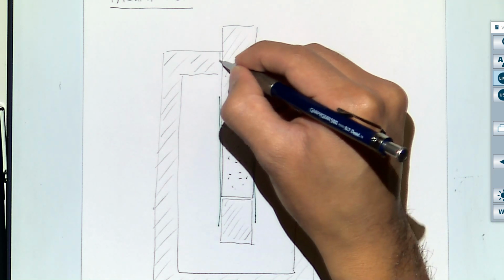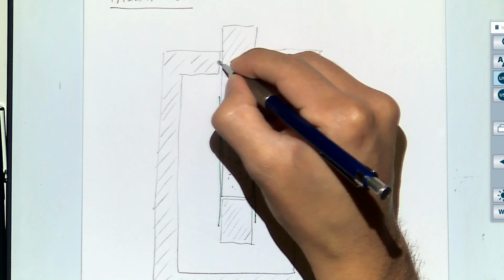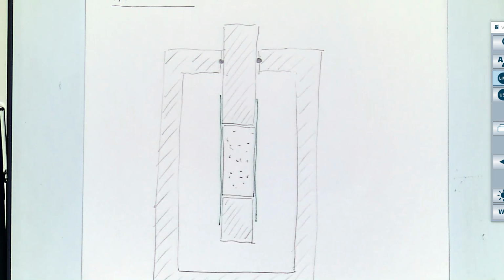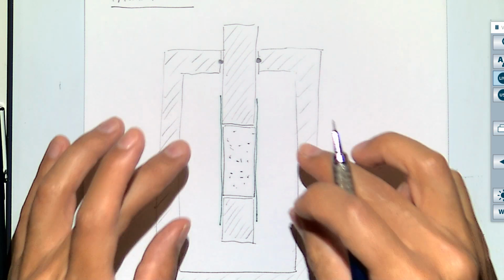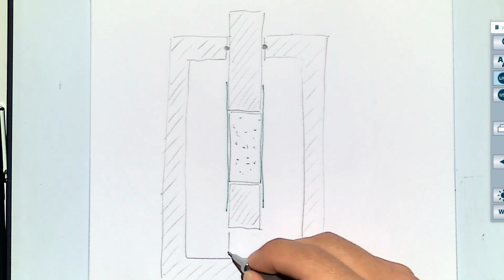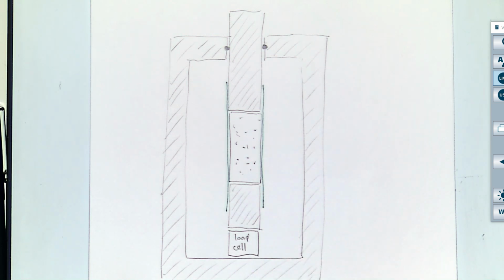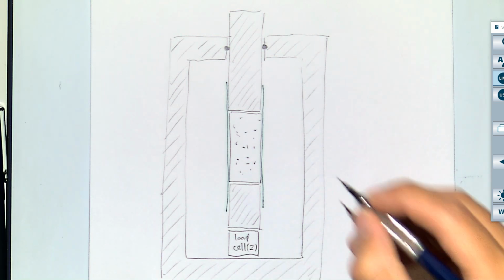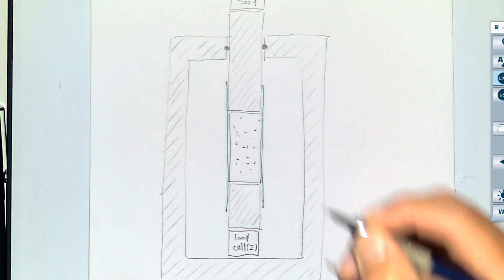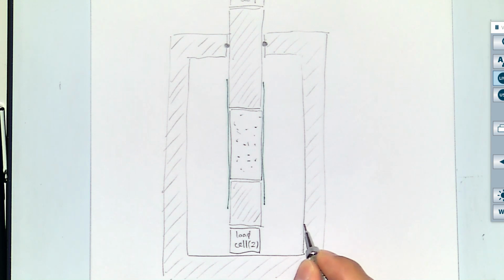Here in the top, you have a piston or a shaft that goes inside the vessel, and here we put some O-rings, so the pressure inside here and the fluid inside here does not get out. Here we put a load cell. Let's call this load cell number 2, and here we put another load cell, and we call it number 1. Okay, so let me just do one more thing before I show you how those look like.